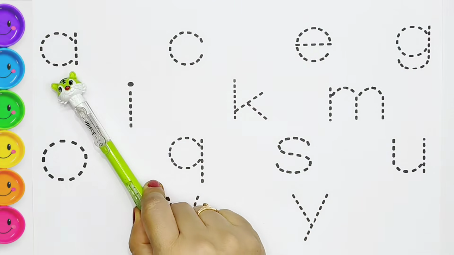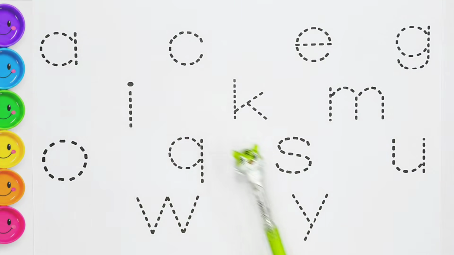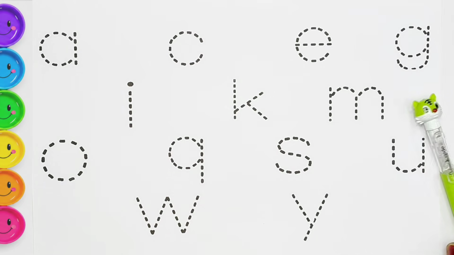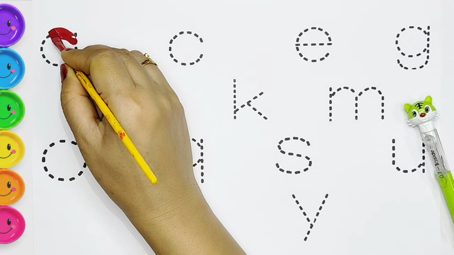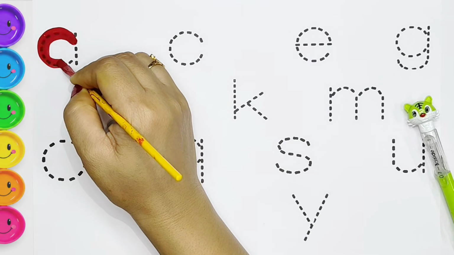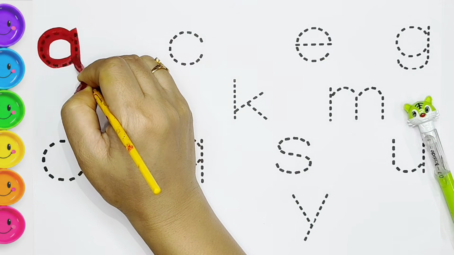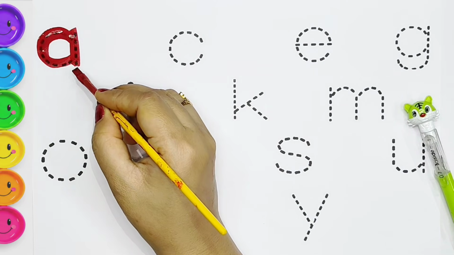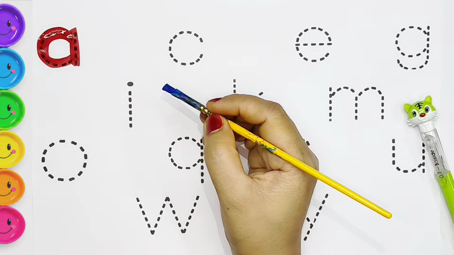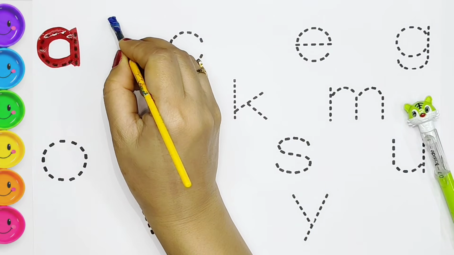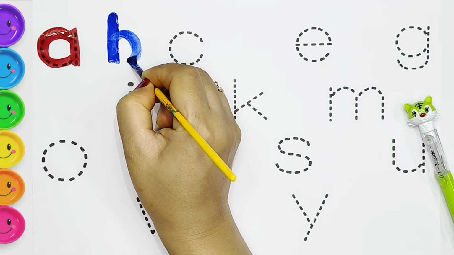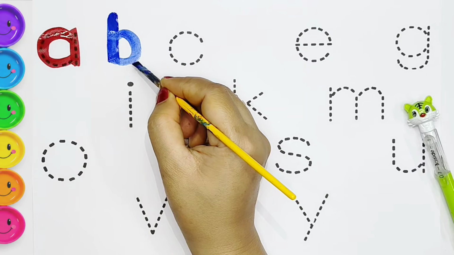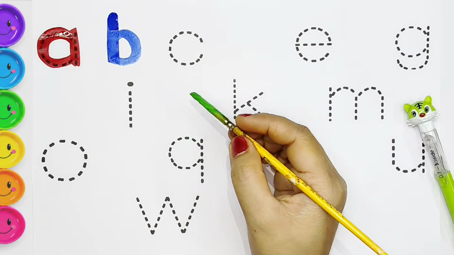Hello friends, today we will learn A to Z and some color names. Red color, A. A for apple. Blue color, missing letter. B. B for balloon.